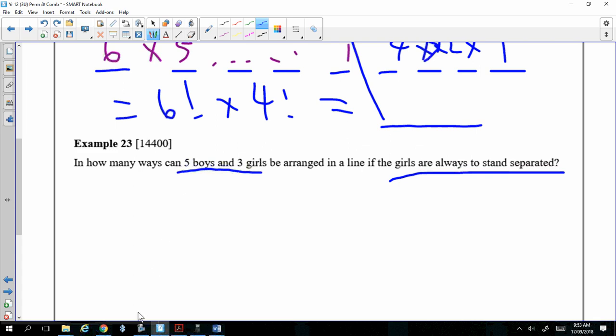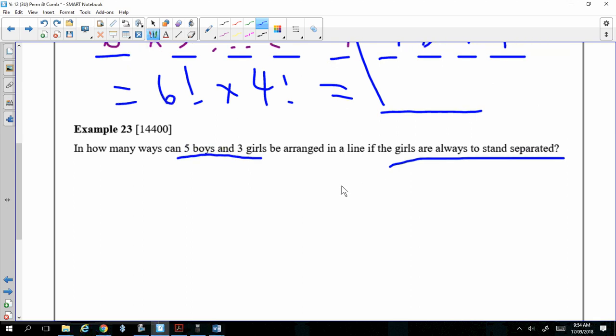All right. To explain, how do we get that? Stand separated. So how would you do it normally in real life? What you do is, if the girls are separated, it's better to put the boys down first. So let's put the 5 boys down. How many ways to arrange the boys? There are 5 factorial ways to arrange the boys.